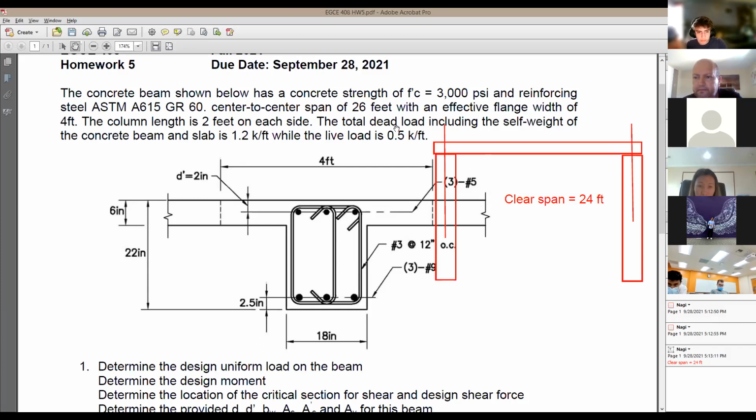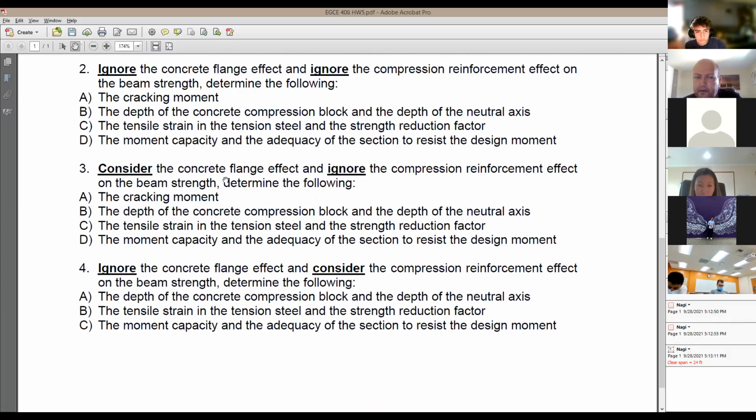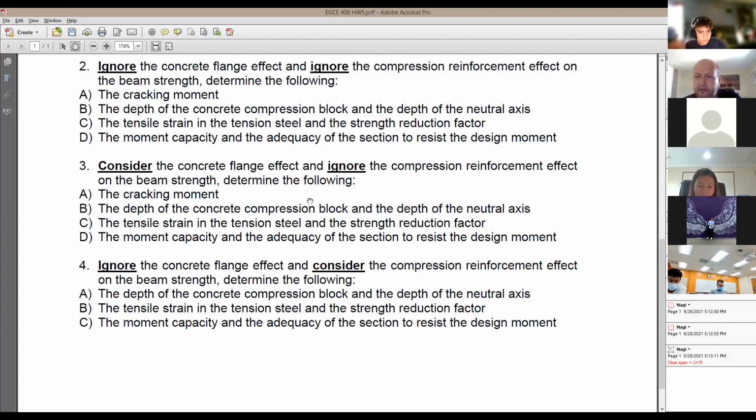Does the question have to be like what we just learned right now, or can it be from question 3? In here? Yeah. Oh, nothing here about the shear. But cracking moment, depth and compression block. This is when you have ignored the concrete flange effect, consider the compression reinforcement. You have done a beam with compression reinforcement, right? Yeah, we've done them before.